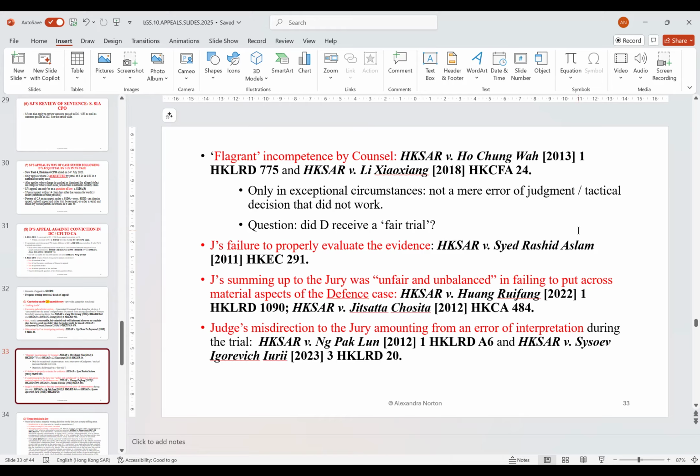And the judge in that case failed to properly put the case to the jury that the defense was that she was a smuggler and not a trafficker. And he also inaccurately summarized the evidence. He made excessive reference to the prosecution cross-examination of the defendant as to whether she was a trafficker or not. So, as a whole, his summing up was unfair and unbalanced and was a miscarriage of justice, sufficient that the conviction was actually set aside.